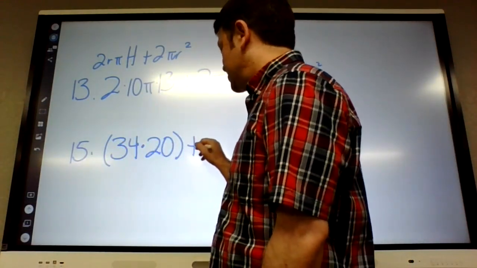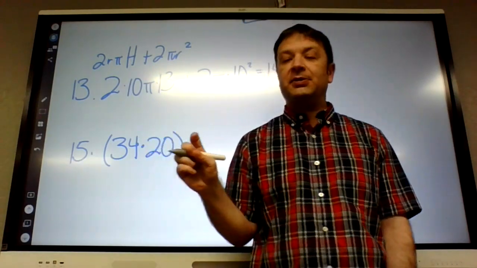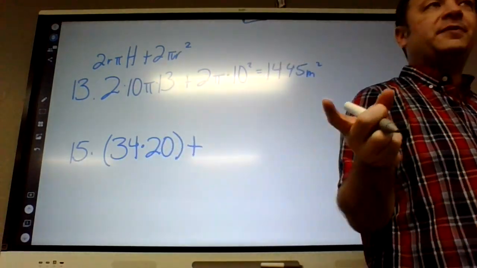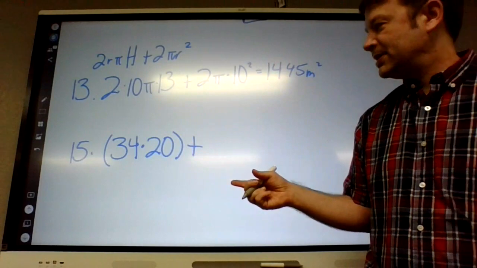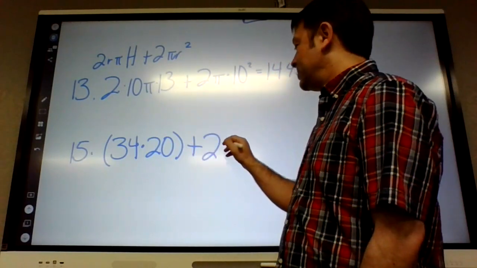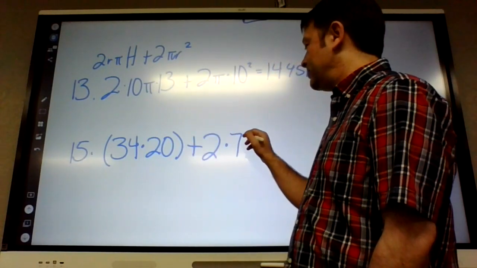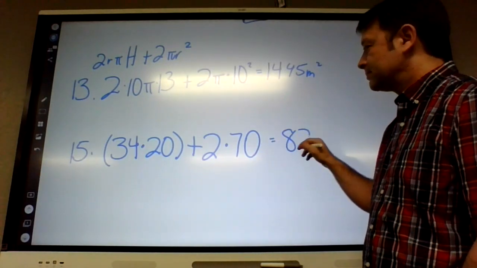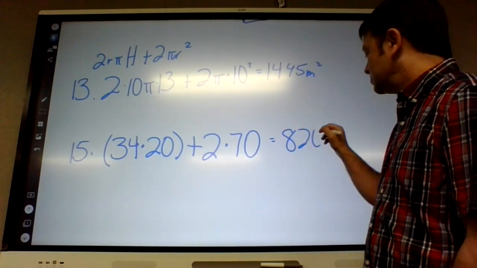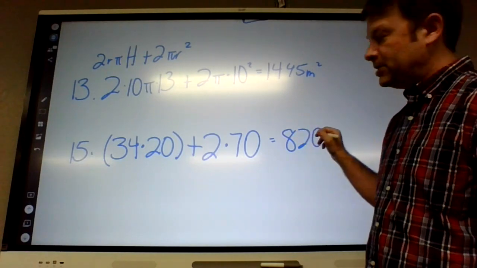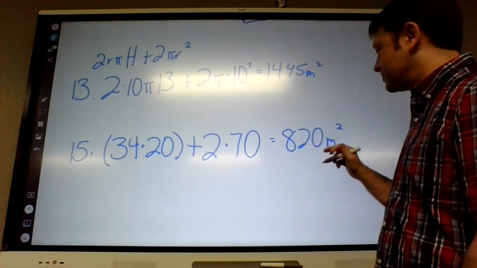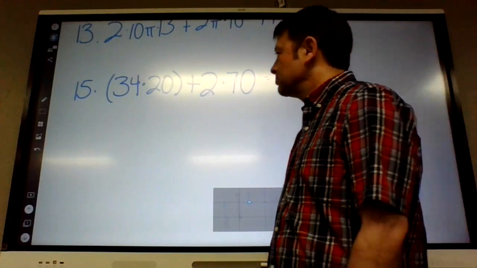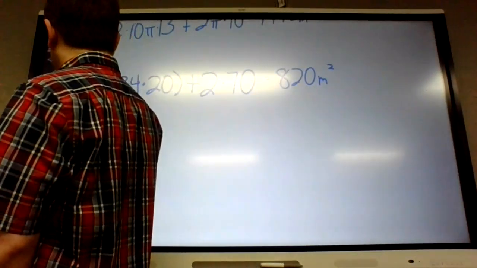Plus we need 2 base areas. So what's the base area if the base is 10 by 7? 70. That's where the 70 comes in. But we've got 2 of them. 870. Meters again. They like the meters. It's the easiest one to write.